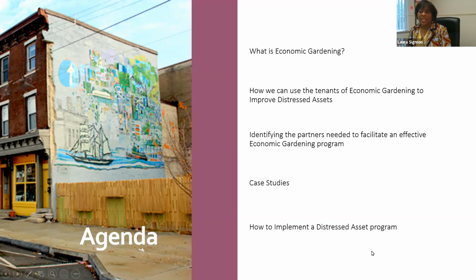what economic gardening is, both from an academic standpoint and from a utilization standpoint at the local level. We're going to talk about how to actually use tenets of economic gardening to improve a distressed asset. We're also going to identify who our partners are and how we need them to facilitate an effective economic gardening program, particularly those who are stakeholders. We'll review case studies, and then we'll talk about how to actually implement a distressed asset program.